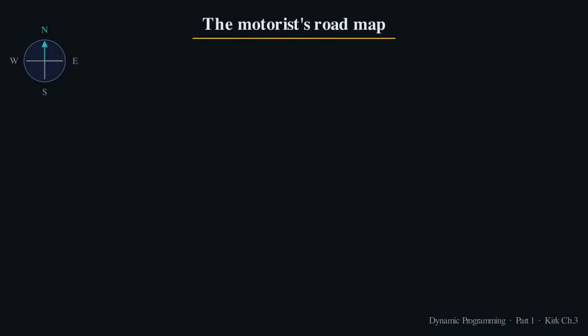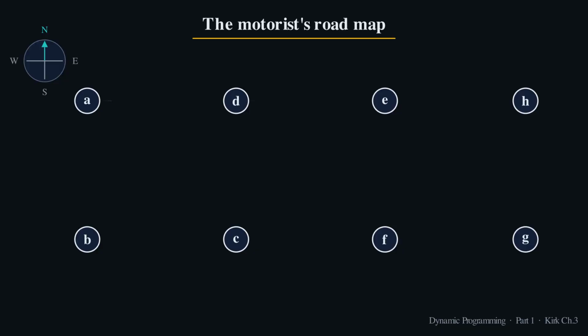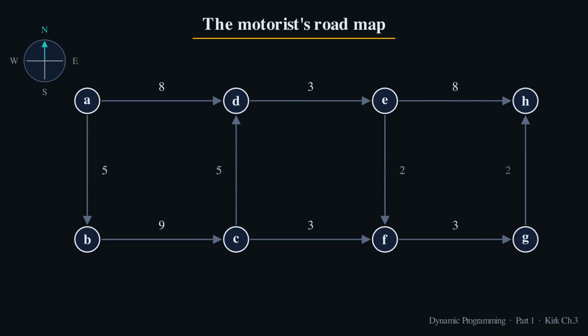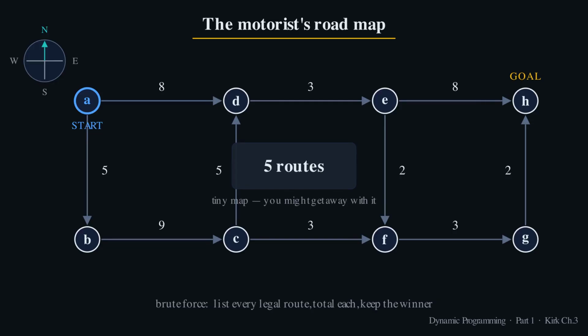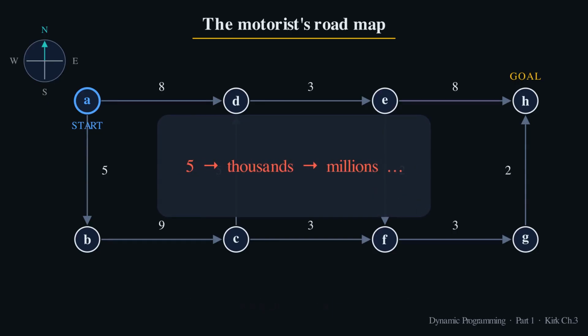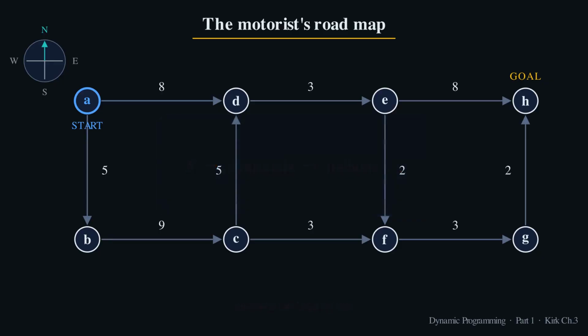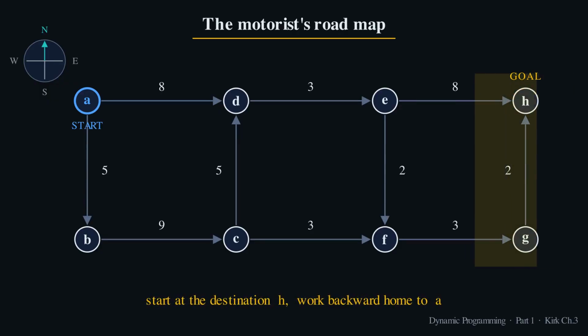Let's make it concrete with the example Kirk uses: a motorist and a road map. You're at intersection A. You want to reach H up in the corner as cheaply as you can. The streets are one way. The arrows show which way you're allowed to drive, and every block has a price painted on it. Gas, tolls, minutes, whatever you like. The brute force instinct is to list every legal route from A to H, total each one, and keep the winner. On a map this small, you might get away with it, but the number of routes explodes the moment the map grows. That road is a dead end.